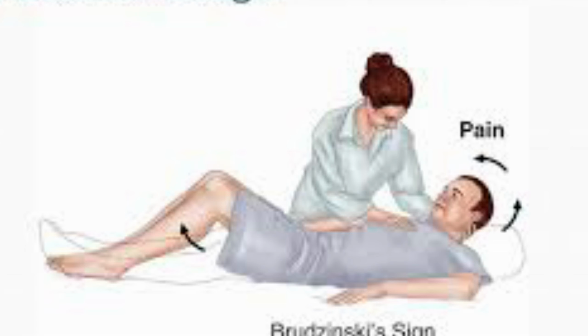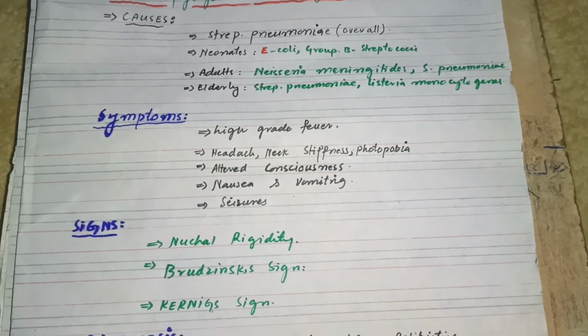For the Brudzinski sign, place the patient in supine position, and then flex the neck of the patient with the help of both hands. The neck flexion will produce flexion in the knee joint. So this will be a positive Brudzinski sign, and these two signs are the characteristic features of meningitis.